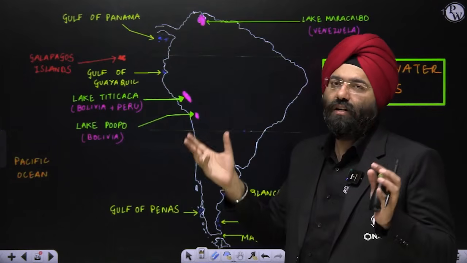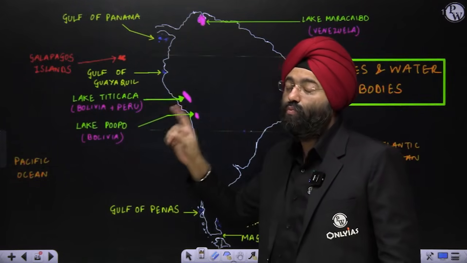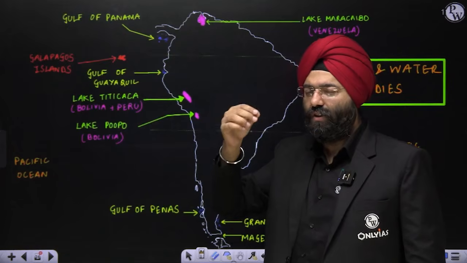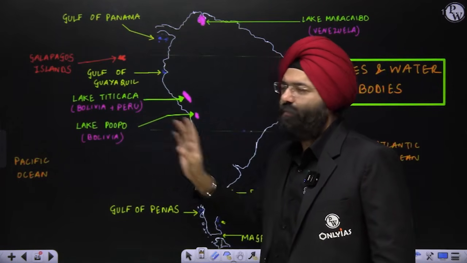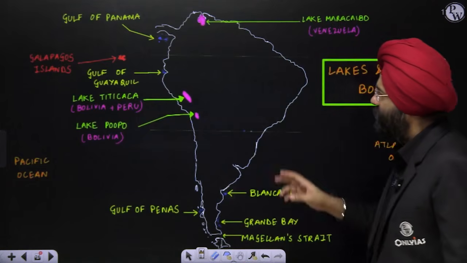It is associated with Bolivia and Peru both. Some of it is in Bolivia, some of it is in Peru. Then Lake Poopó, it is in Bolivia only. So these are the important internal lakes.